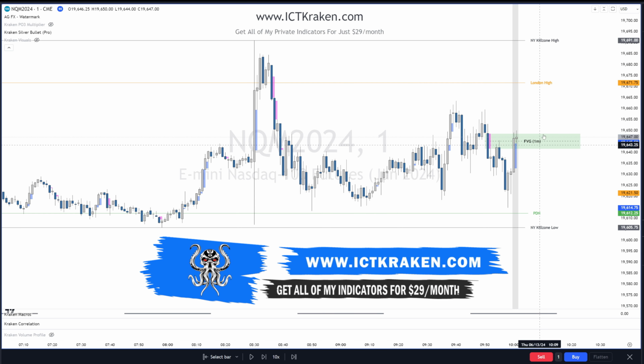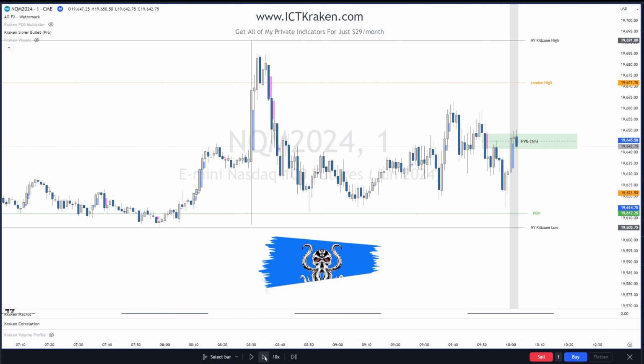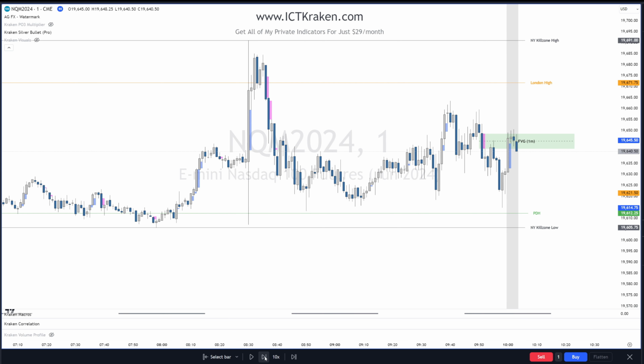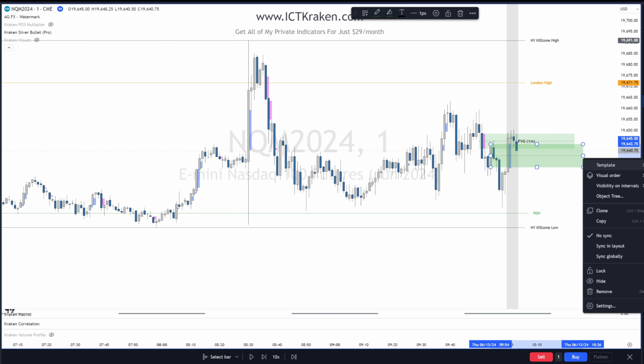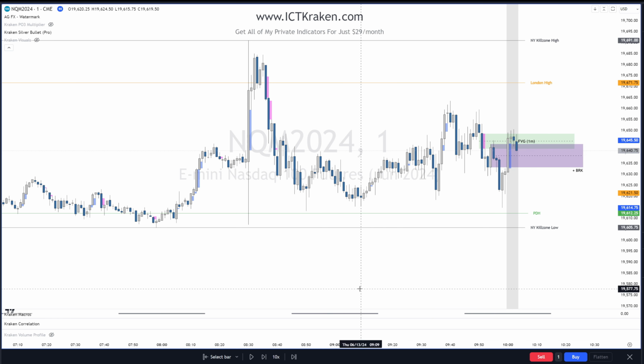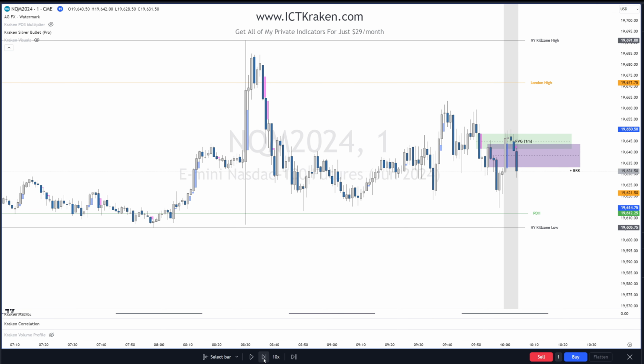Okay, so there's the fair value gap that I'm waiting for to be broken. It's respecting this fair value gap, which is a good sign. Now you're at a breaker right here. This is a breaker to go higher. I'll mark it out here for you. This would also be an inversion breaker if we trade through it. Right now it's a breaker, so I want to see how it reacts to that.